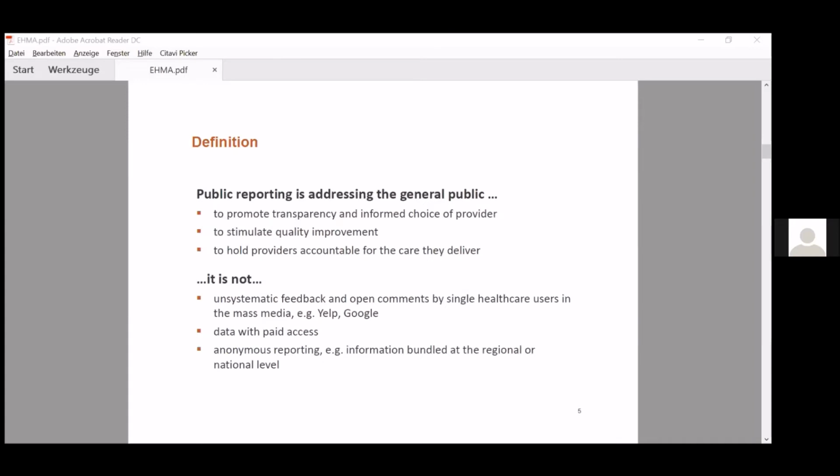Public reporting is addressing the general public, which means that it is not unsystematic feedback and single open comments by healthcare insurers or in the mass media, but it needs to be systematic in order to promote transparency and informed choice of provider, to stimulate quality improvement, and finally also to hold providers accountable for the care they deliver. So these are the major aims of the strategy.